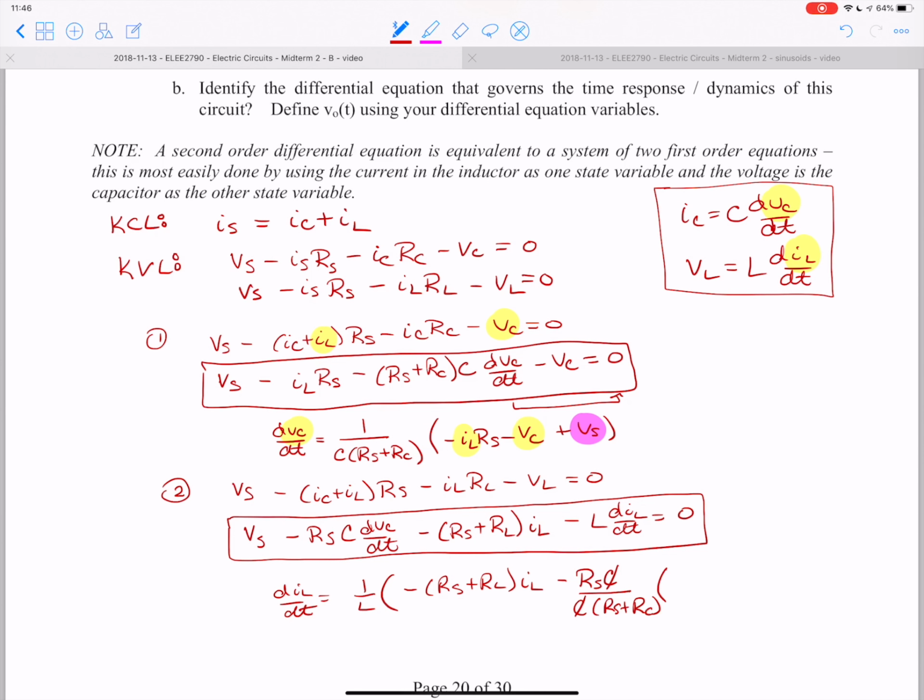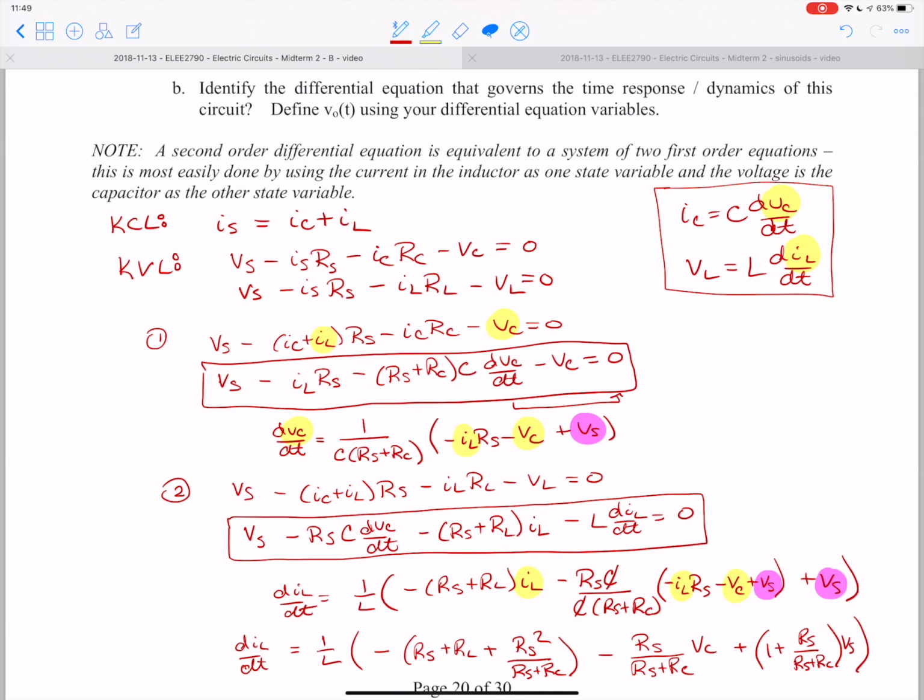And you're going to fill in that entire equation from up above. Negative ILRS, negative Vc, positive Vs. And then, of course, you have left plus Vs. Notice that this is your input, this is your input, this is one of your variables, this is one of your variables, this is one of your variables. And in fact, this equation can be rearranged a little bit further, but is completely acceptable as our differential equation.